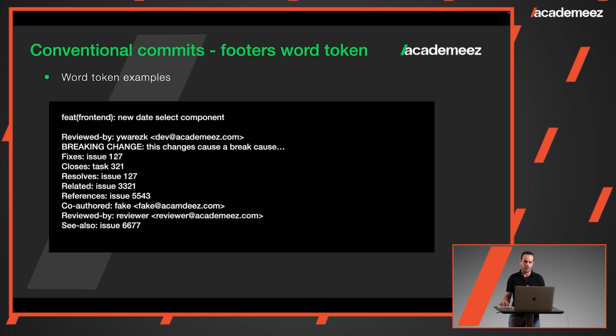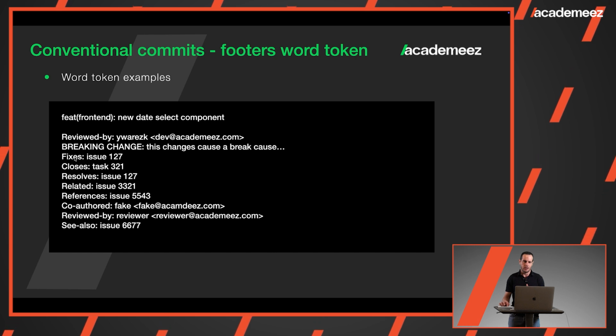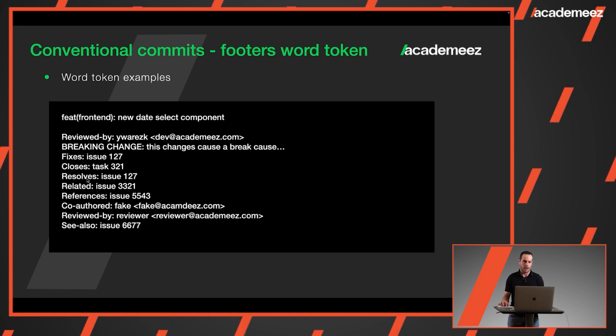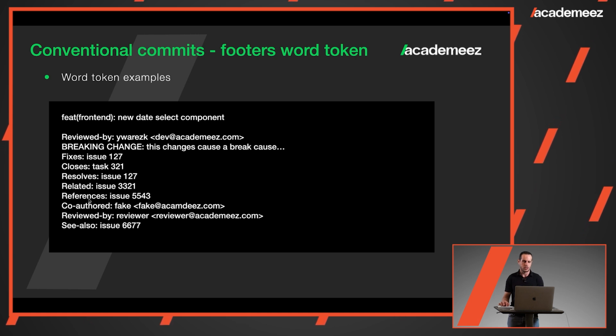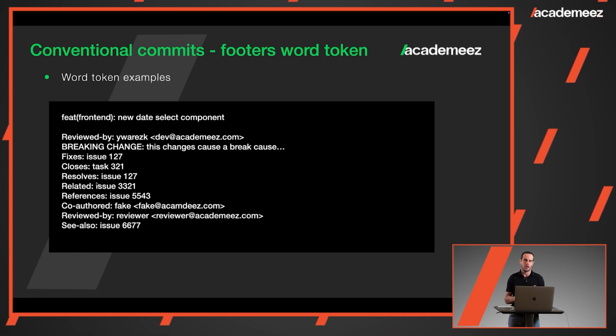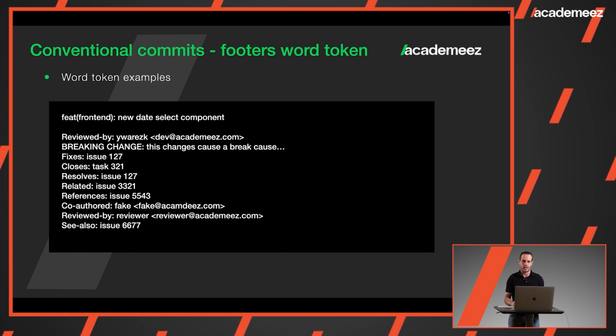So this is a commit with a lot of footers. Usually it's not the case. Usually you do mention if you solve an issue by doing closes or fixes depending on the organization, or resolves. If it's related to an issue, you write related. If you want to reference an issue, or you paired programming with someone so you can co-author it. Reviewed by, if it's reviewed by someone. This is the general example of word token, but it can change between organizations.